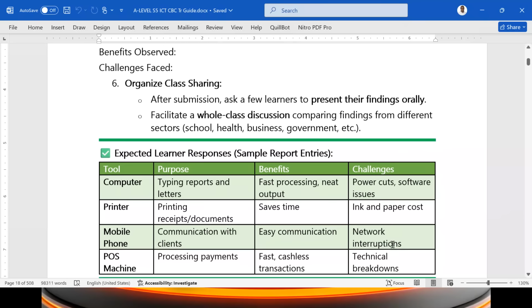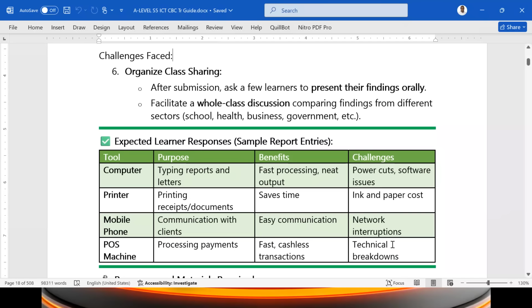So, expected learner responses, sample report entries. Tool: computer, typing reports and letters. Benefits: fast processing, neat output. Challenges: power cutouts, software issues.